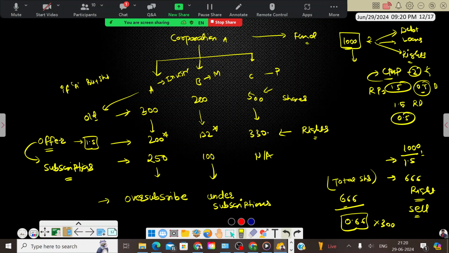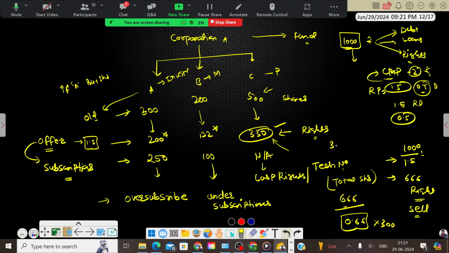And C, who was least interested in this event, has become your lapse rights. See, the company has an option. If this guy is not interested but that guy is interested in more, the company can adjust 50 shares from these rights as well. Because the company is looking for funds anyway, and if C is not interested, the company can allocate all 330 shares from here and the remaining 32 shares from here.